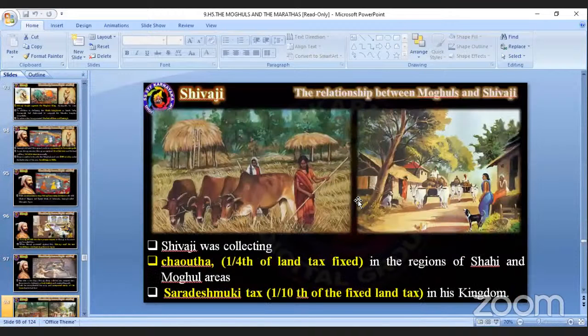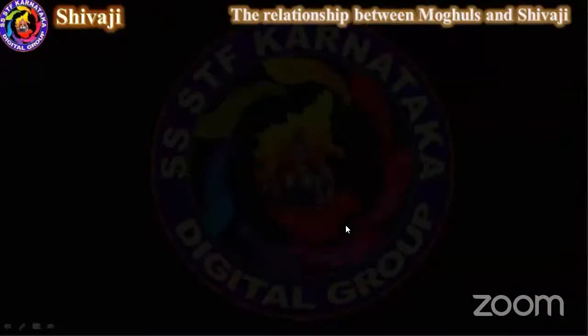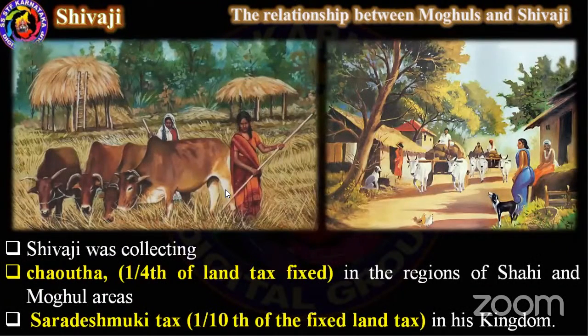Today here we are discussing his administration and other issues. Shivaji was collecting chout and sardeshmukhi, these two types of tax.